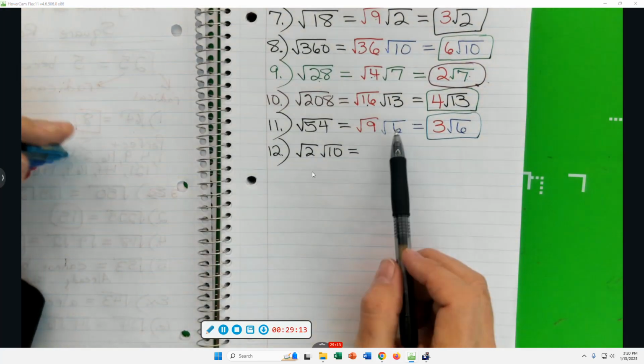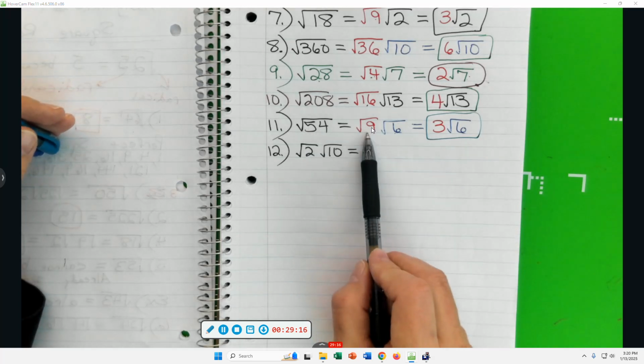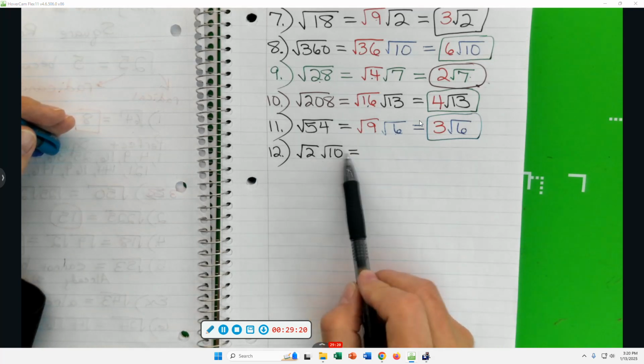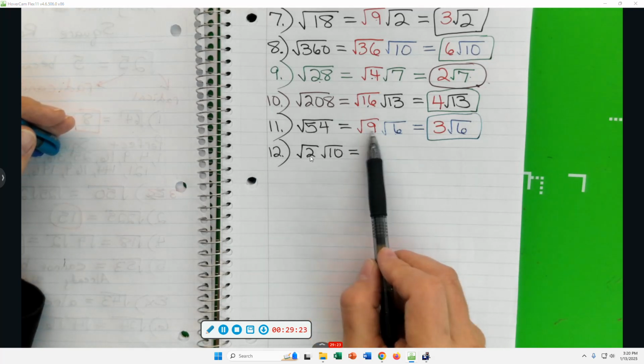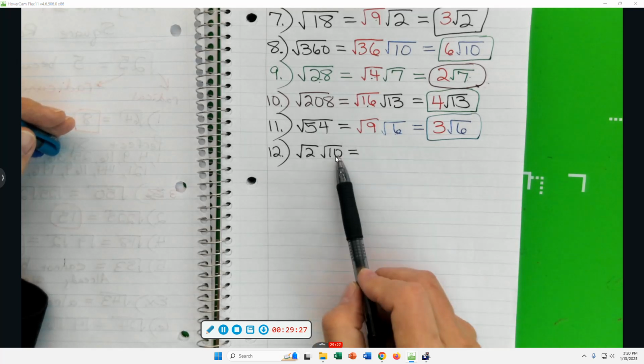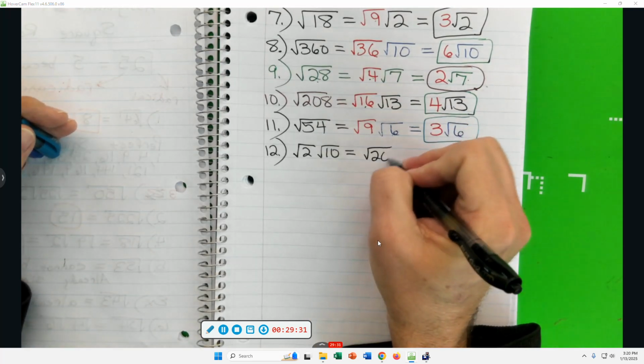Look at how I wrote this. I said the square root of 54 is the square root of 9 times the square root of 6. So we're just going to go backwards. Here, 54 is 9 times 6. Well, 2 times 10 is what? 20. So we have the square root of 20.